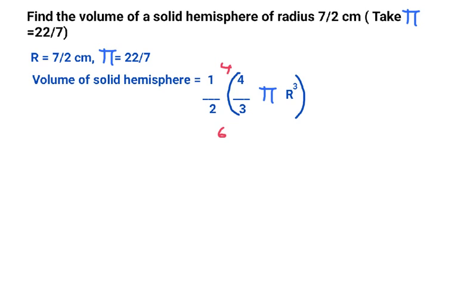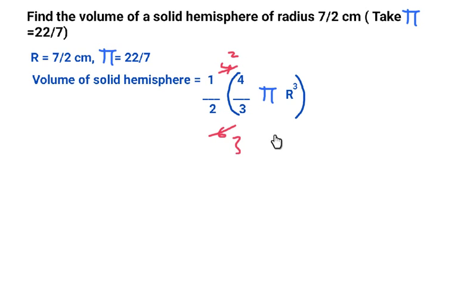We divide. We say 2 into 4 will give you 2, and 2 into 6 will give you 3. So we have 2/3. We have just succeeded in merging these two fractions together. When we did that, we got 2/3.